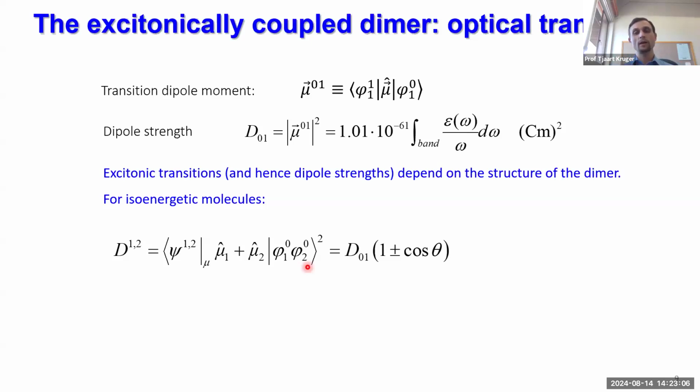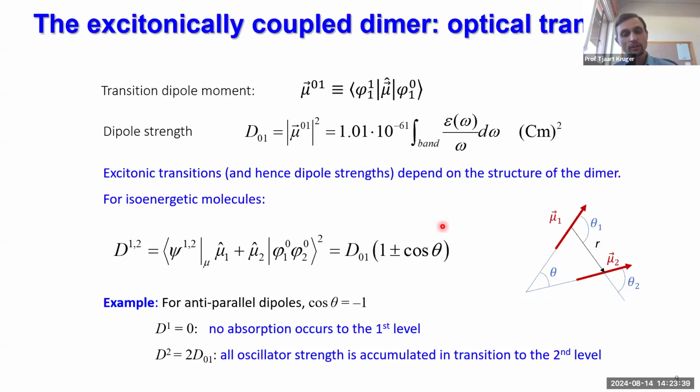So this is where our dimer, so both molecules, are in the ground state. And because of the excitonic coupling, we have then two excited states. They are related to the dipole strength, which we can write like this. For two identical molecules, we have a prefactor, the dipole strength times 1 plus or minus cos theta. Theta here is the angle between the two dipoles, mu1 and mu2.